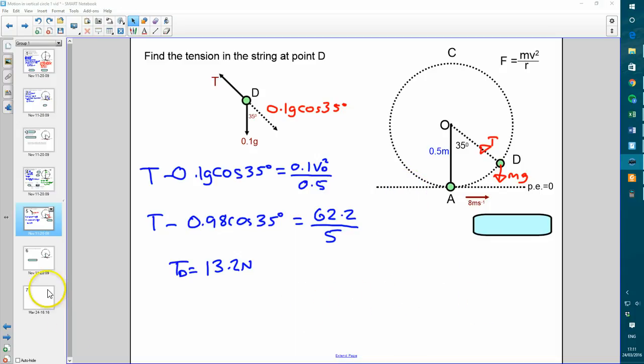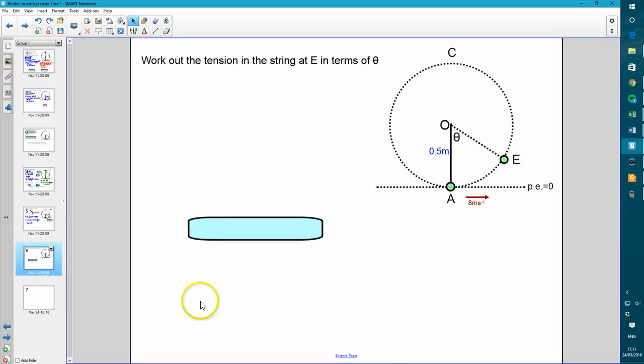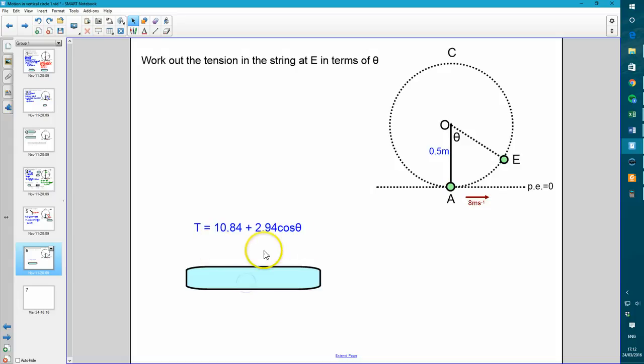Okay, finally, just to finish it off, I'm going to give you this problem to see if you can write what the tension in the string at E is in terms of theta. So if you pause the video, and I'll reveal the answer in a few seconds. Okay, hopefully you've got this here, or something equivalent to this over here.